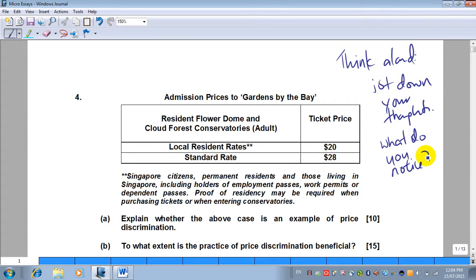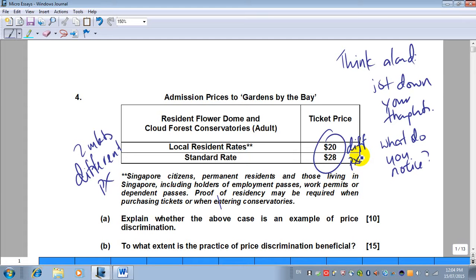So you notice that there are two markets and different prices. I highlight here, different price. The market has been segmented into two smaller markets, and there are different prices. So now the question is, is this price discrimination?